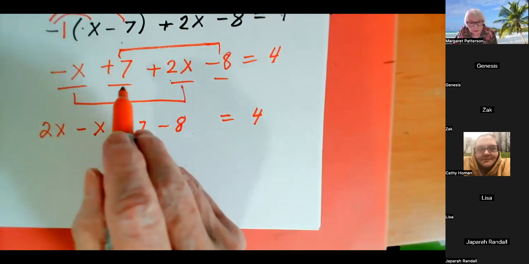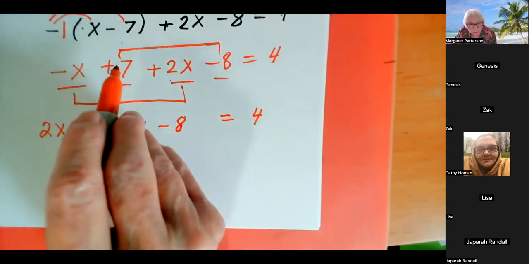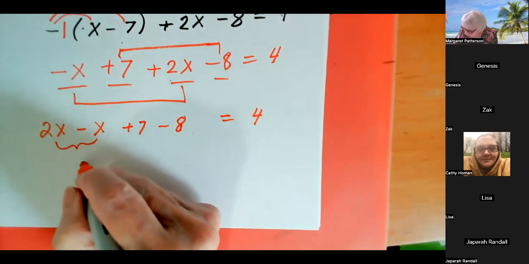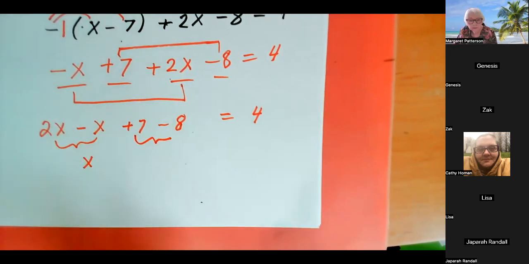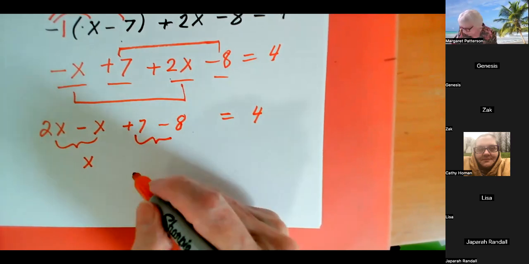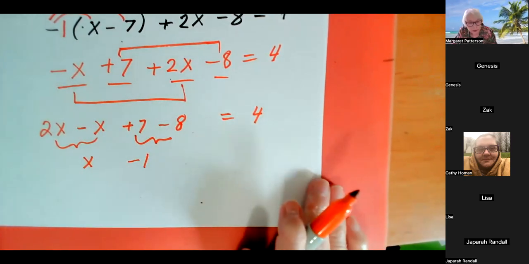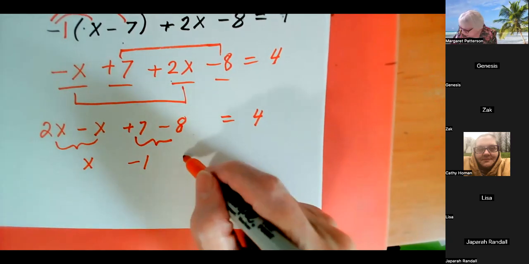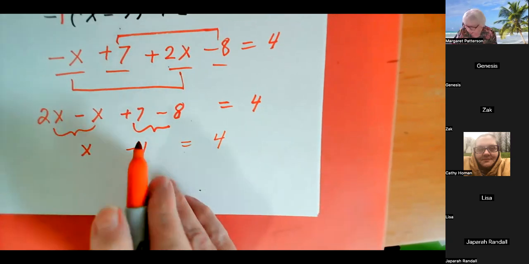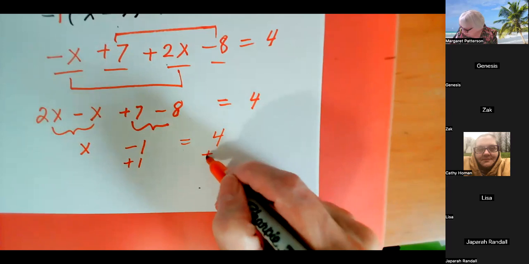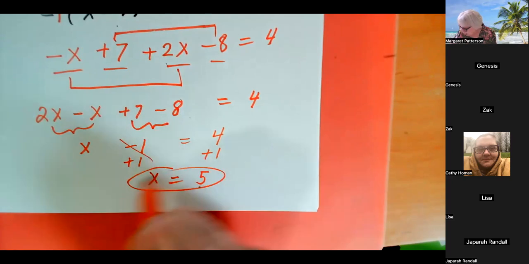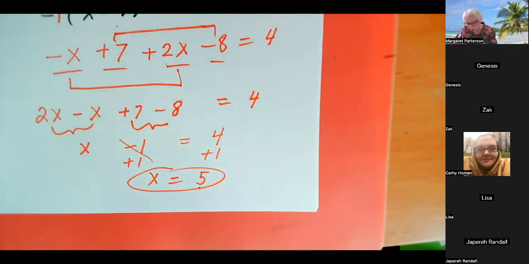So notice when you move things around, the sign goes with them. So 2x take away 1x is x. 7 take away 8. Negative 1. Or subtract 1 equals 4. One more step. Exactly right. So that's x equals 5. And after all that work, I sometimes circle it so they don't lose it.